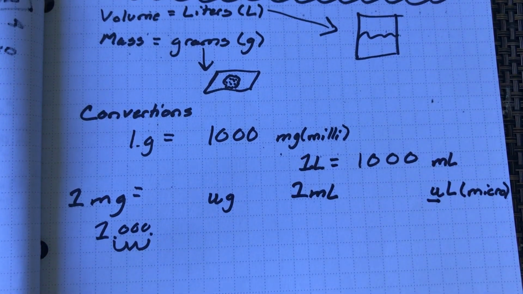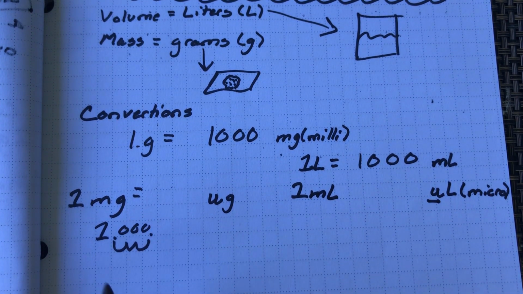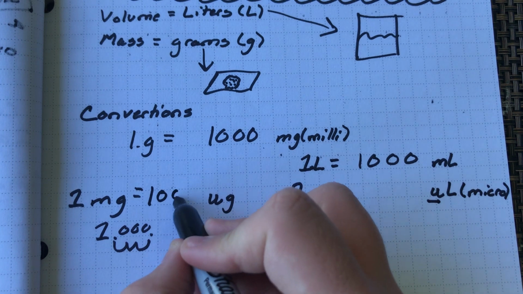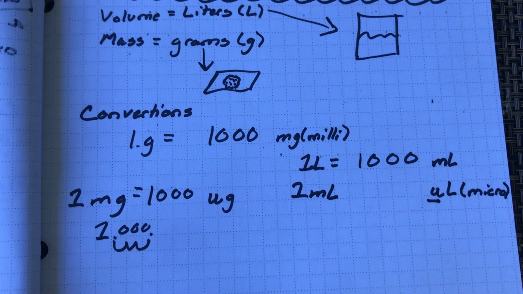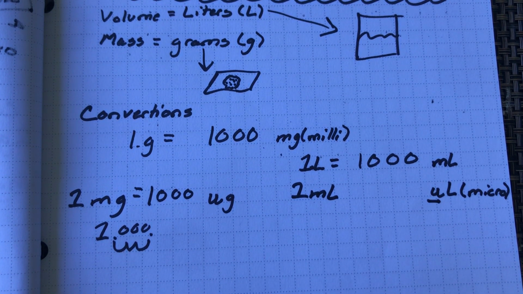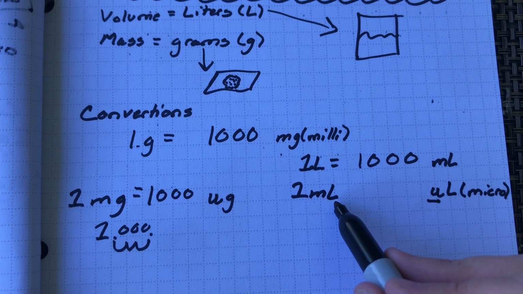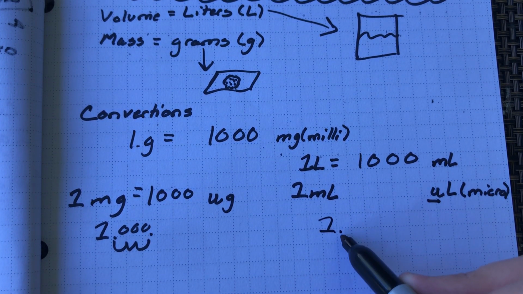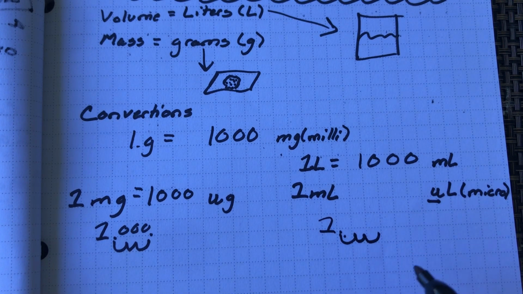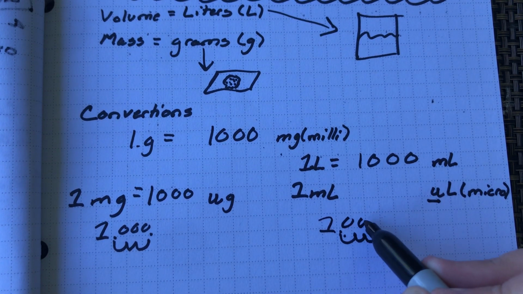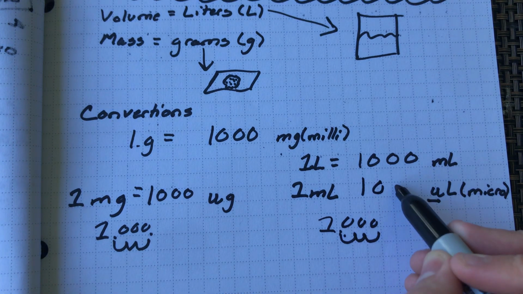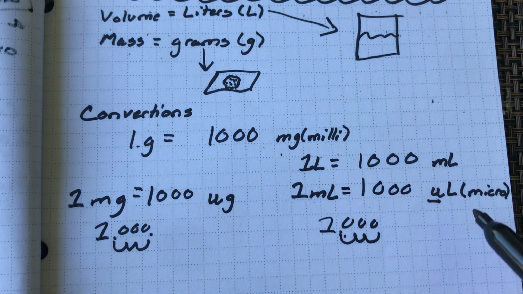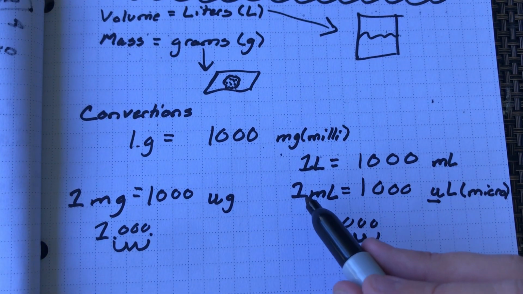Which means that in 1 milligram, there's 1,000 micrograms. And the same thing here with milliliters. You're going to take your 1, and you're going to move it 3 to the right, meaning that there's 1,000 microliters in a milliliter.